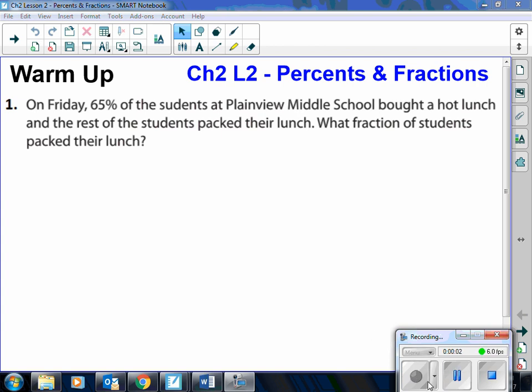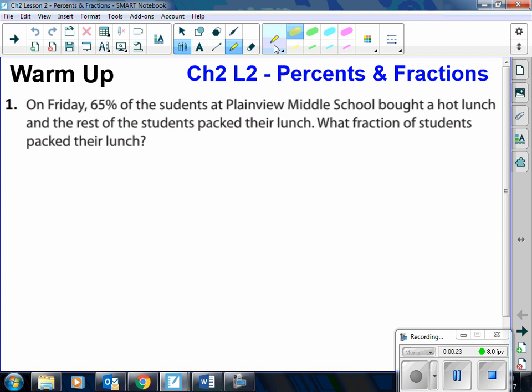All right, Chapter 2, Lesson 2 is percents and fractions. Now, for the warm-up, it says, on Friday, 65% of the students at Plainview Middle School brought a hot lunch, and the rest of the students packed their lunch. What fraction of the students packed their lunch? So, the first thing we need to know here is that 65% of the students bought lunch.